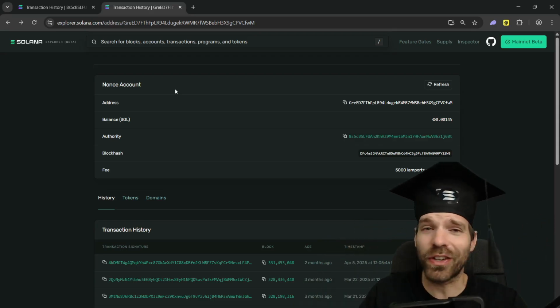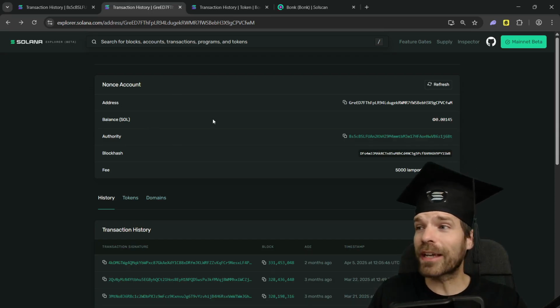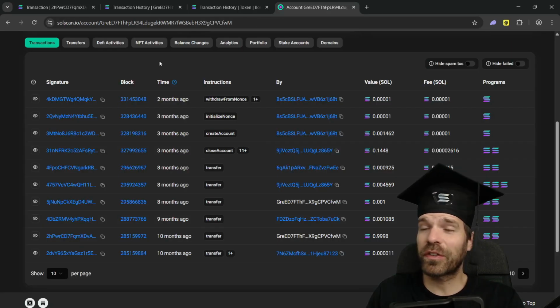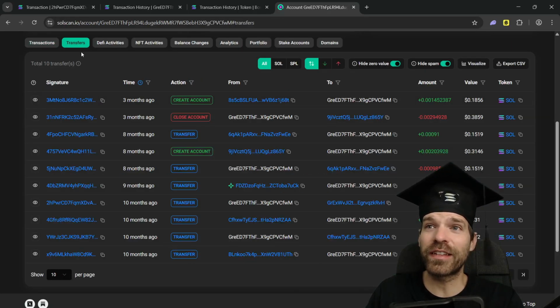But of course, they're not gonna unlock it, they're just gonna steal more of your Sol. So don't do that. And you can use the explorer to check that.